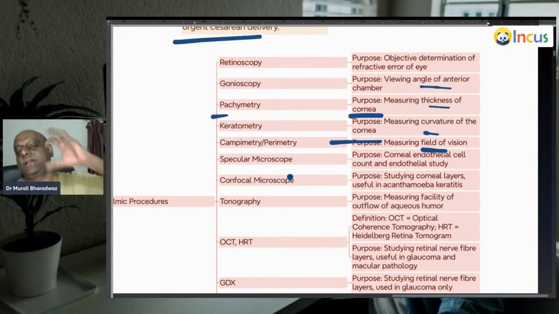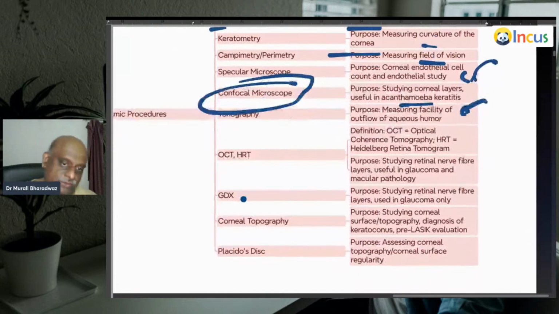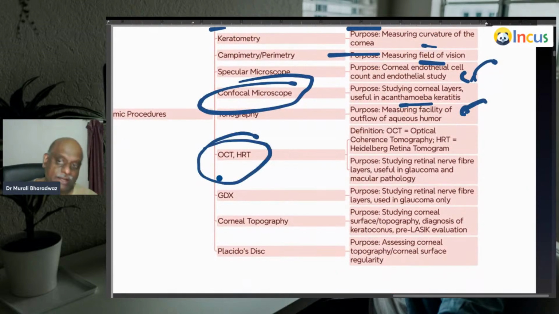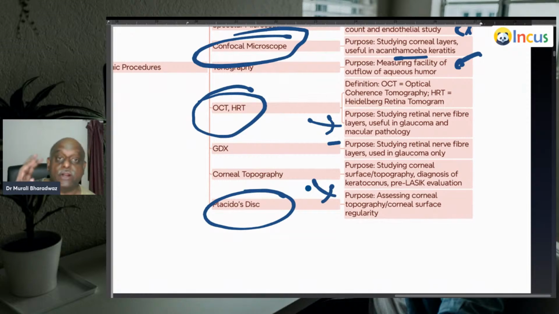Specular microscope, you want to know the corneal endothelial reserve. Confocal microscope to study the corneal layers, especially in acanthamoeba keratitis. Similarly, tonography, outflow of the aqueous humor. OCT and HRT, optical coherence tomography and Heidelberg retina tomogram, studying the retinal nerve fiber layers, useful in glaucoma and macular pathology. Placido disc, it assesses the corneal topography and corneal surface irregularity, is what you need to remember.